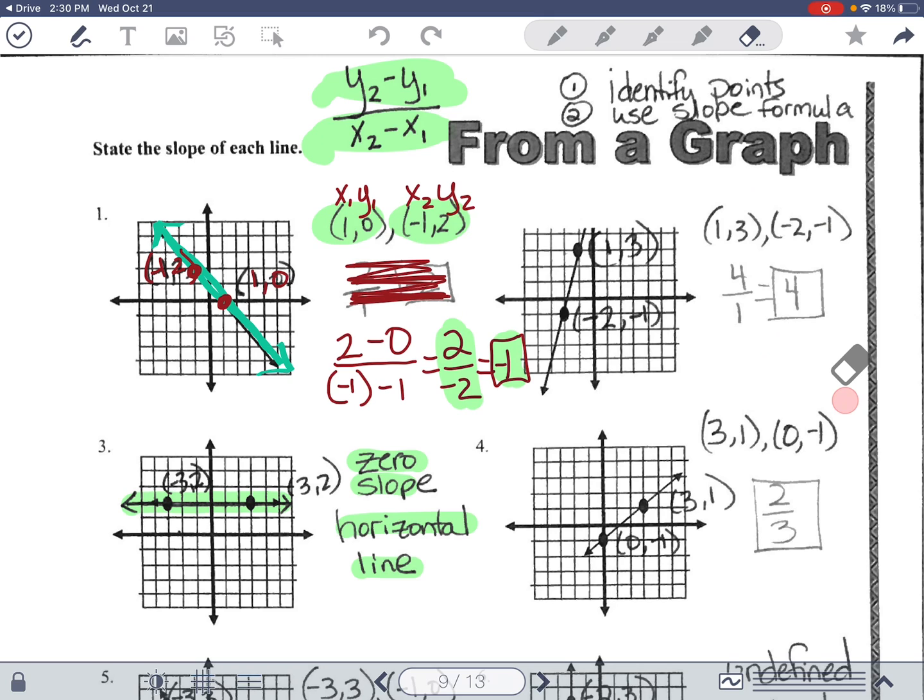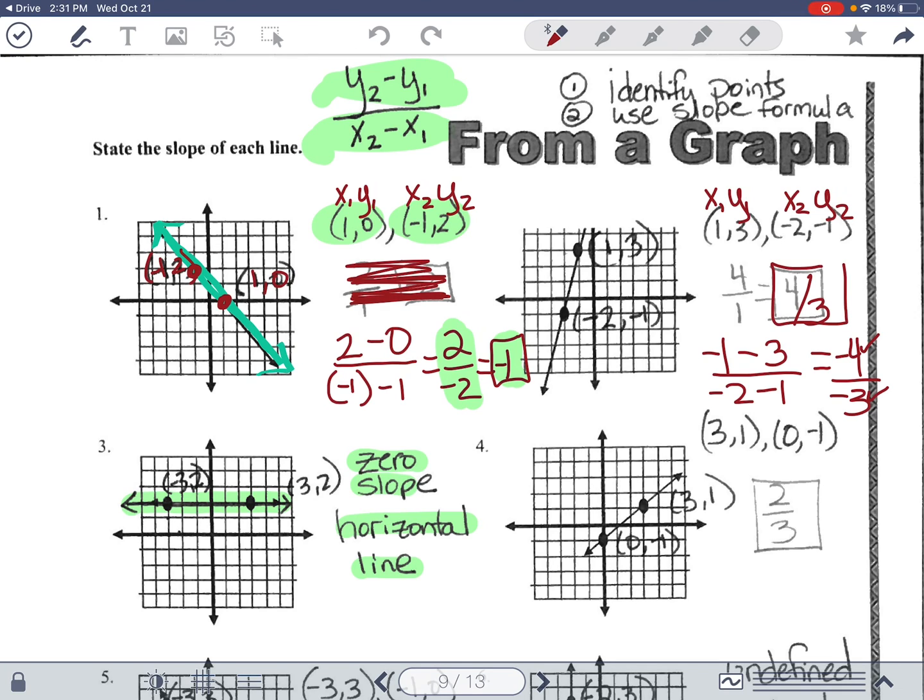Okay, hang on. Let me calculate slope again. x sub 1, y sub 1, x sub 2, y sub 2. So it's y2 minus y1, which is going to give me -4, and x2 minus x1, which is going to give me -3. So my answer for the slope on this one is actually negative divided by negative, a positive 4/3. Okay. All right.